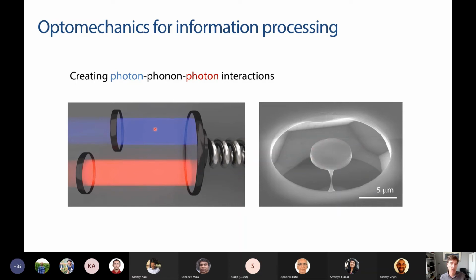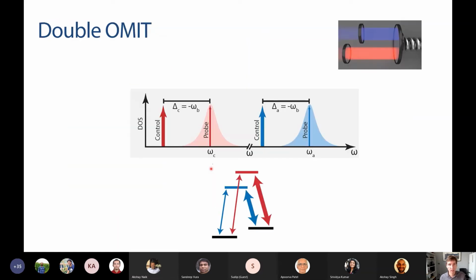And what we show is that depending on the phase of these two signals relative to each other, we can cause them to modify the response of one. So as we change the phase of one of our optical modes, we change the response that we measure in the reflection of our cavity in the phase of the second mode due to their mutual interaction with this mechanical mirror.